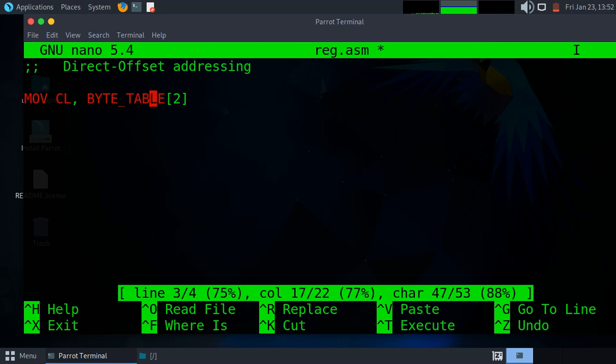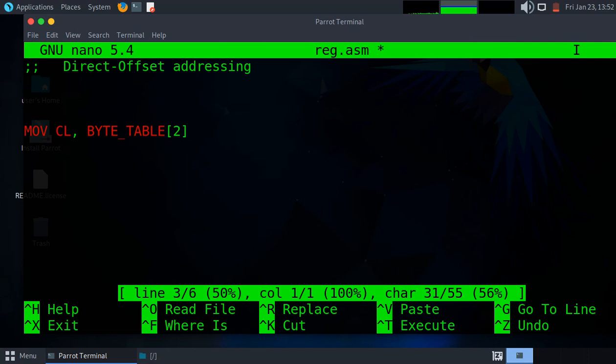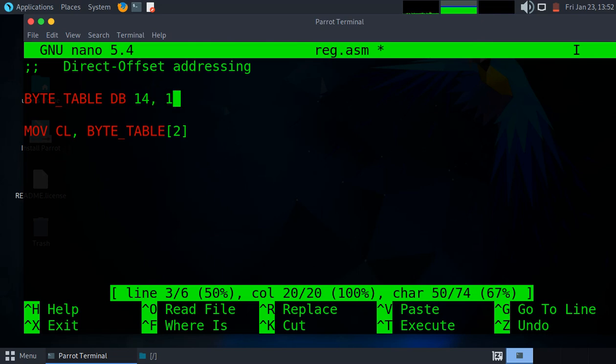But before we take a look at this one, let's first take a look at this one. So for example, if we had a byte underscore table, a table of bytes, let's use uppercase DB, and then let's have 14, let's have 15, let's have like 22, and next let's have 45, like that. Okay, so this one is going to be a table of bytes.